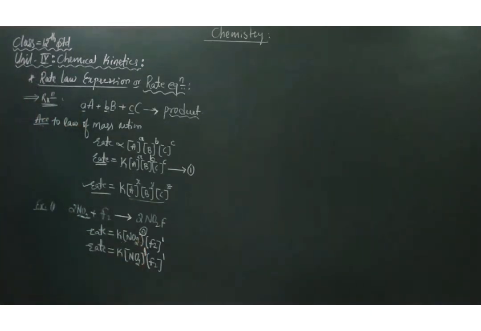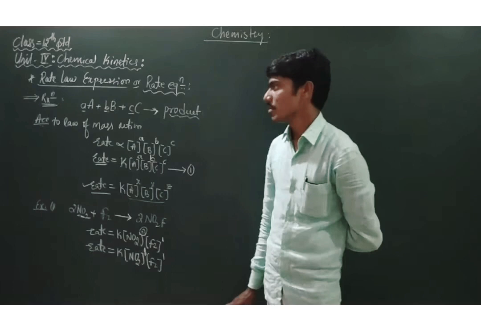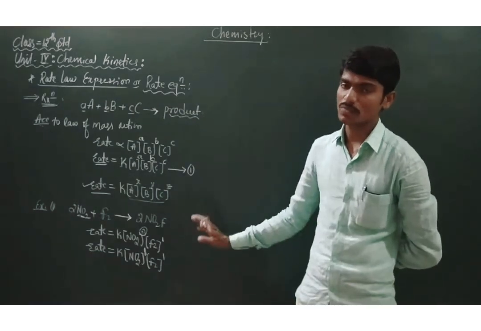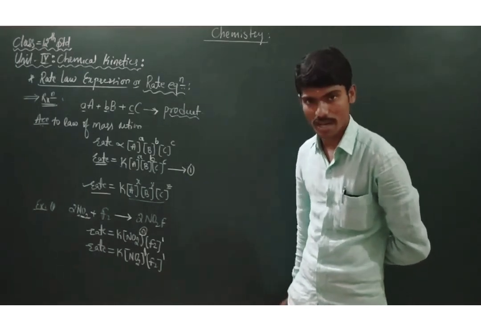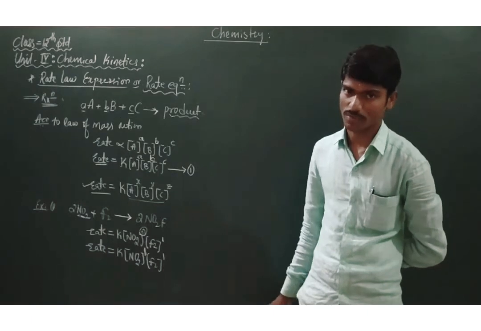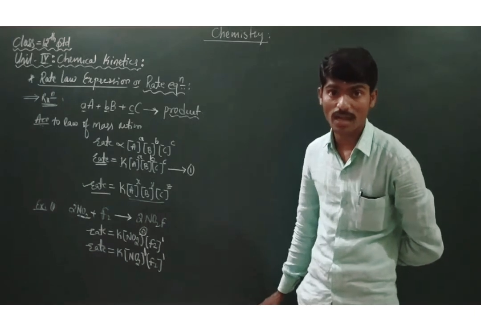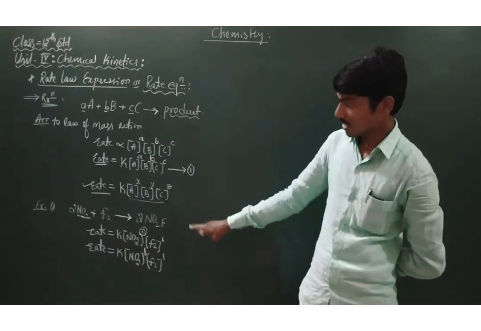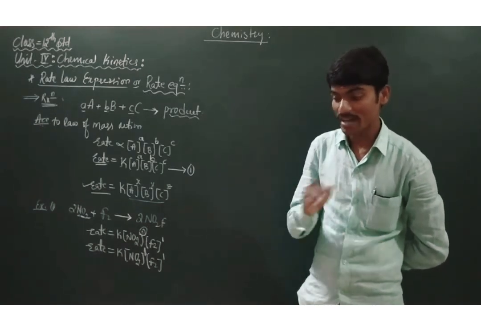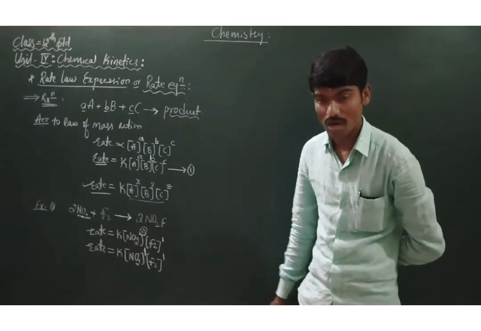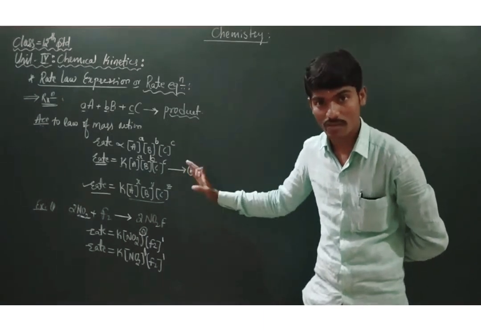So in order to write the rate law expression, it is very difficult. We cannot write it simply by balancing the equation. It must be experimentally determined. So in this part, you have to remember and practice some of the specific reactions. Just by looking at the balanced equation, you cannot write the rate law expression. From these rate law expressions, we are going to determine the order of reaction. To find the order of reaction, you must have the experimentally determined rate equation.